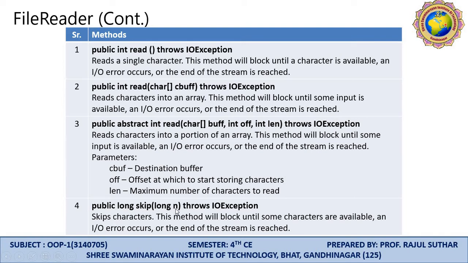Public long skip(long n) throws IOException. It skips characters. This method will block until some characters are available, an I/O error occurs, or the end of the file is reached. So this method is used for skip.